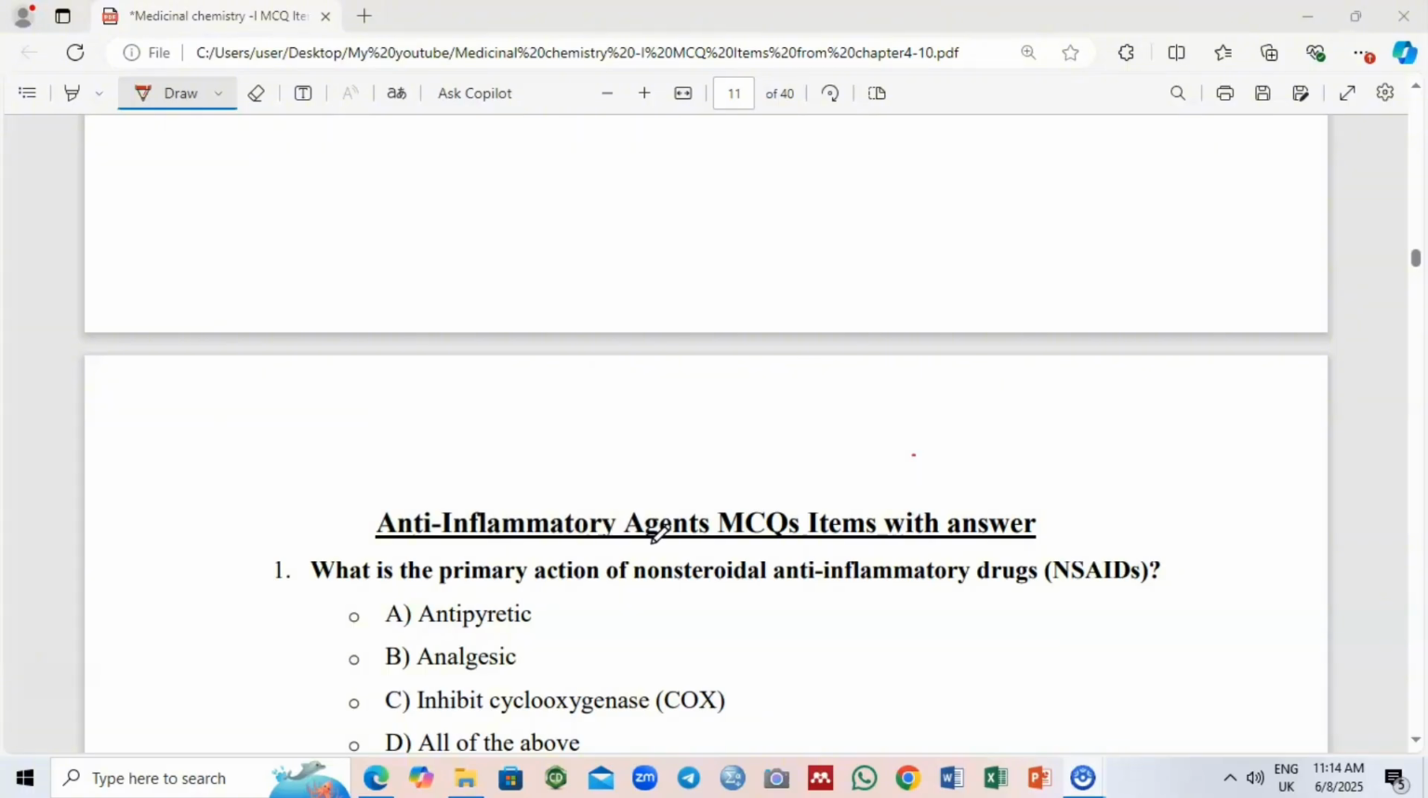In the previous section, we saw some gastrointestinal tract agent MCQ questions with answers, but those were in animated form. Today we'll try to see questions associated with anti-inflammatory drugs with a clear explanation and reasons.